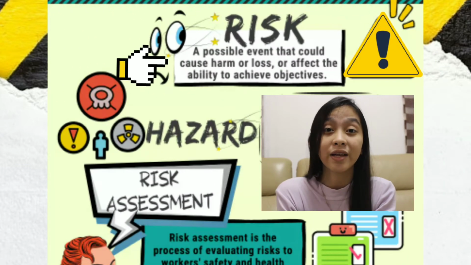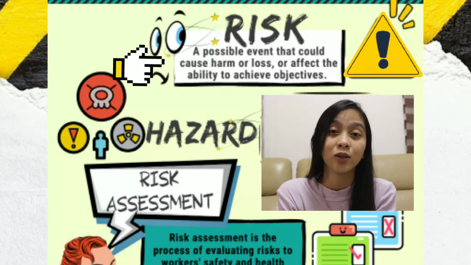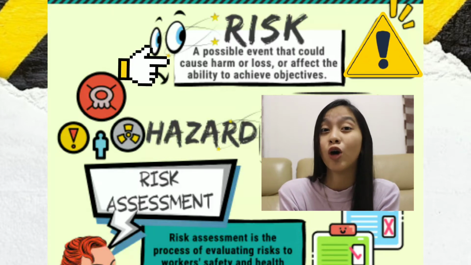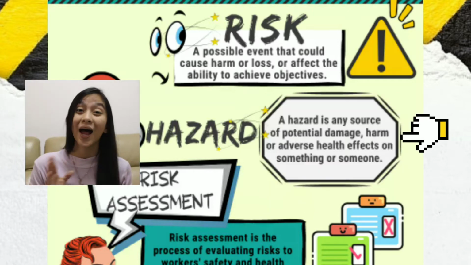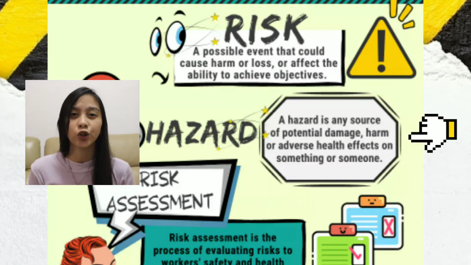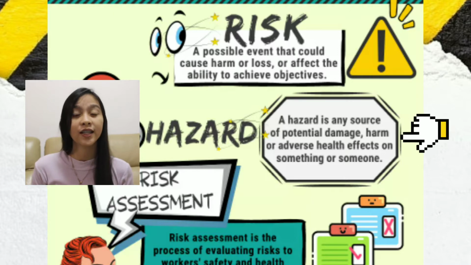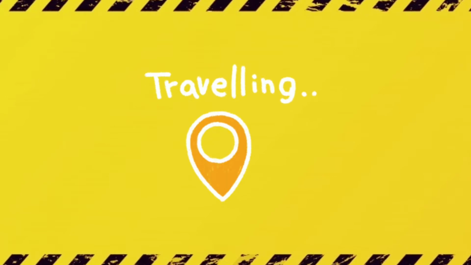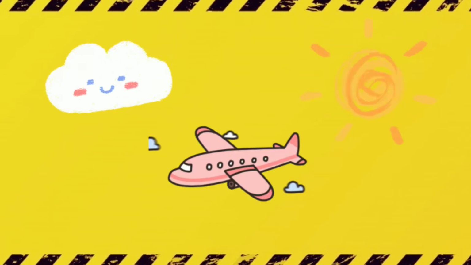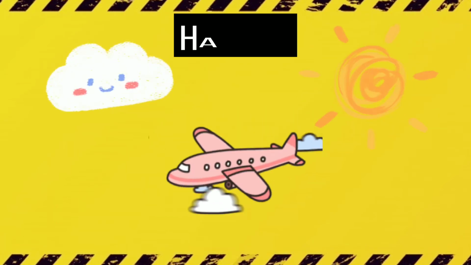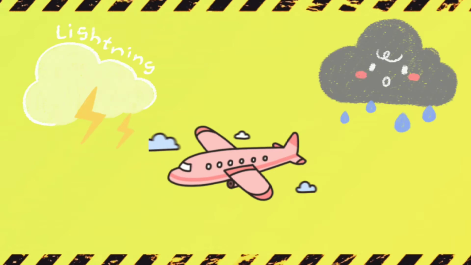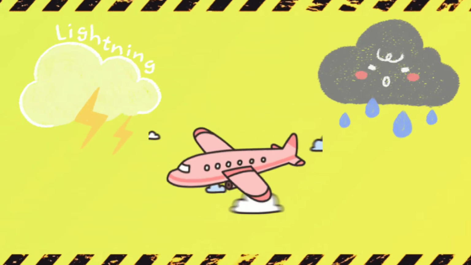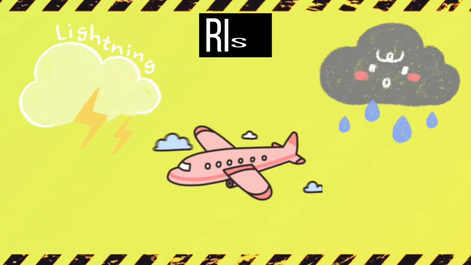Risk is a possible event that can cause harm or loss, or can also affect the ability to achieve the objectives, while hazard is a potential damage, harm, or adverse health effect on something or someone. For example, hazard and risk are already present in traveling. When you ride a plane, it is already considered a hazard. But when you ride a plane during a storm, that is the time that it is considered a risk.